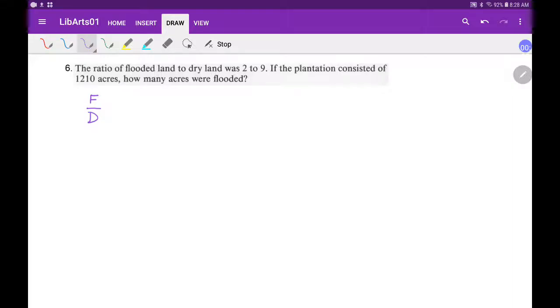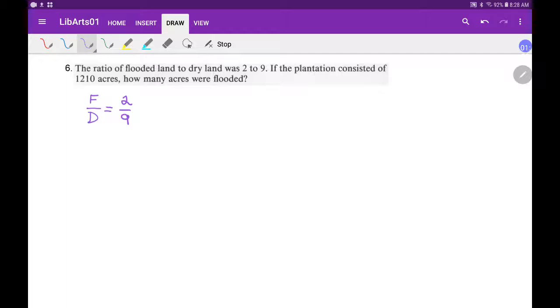Flooded. I could write out flooded over dry, but I just put F over D to remind myself my ratio is as F is to D, so something else is like that. As flooded is to dry, it's the same as 2 to 9. F is to D like 2 is to 9.